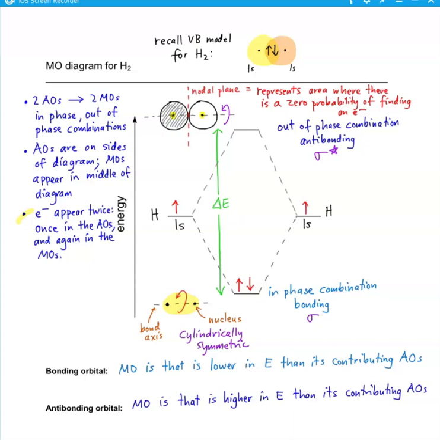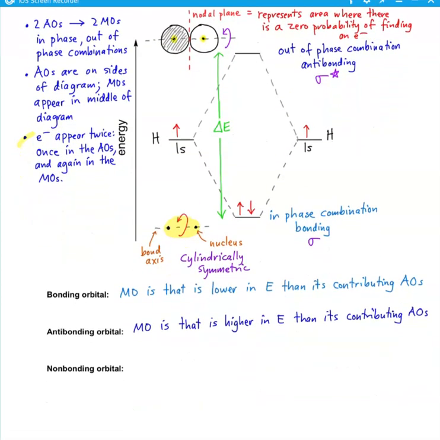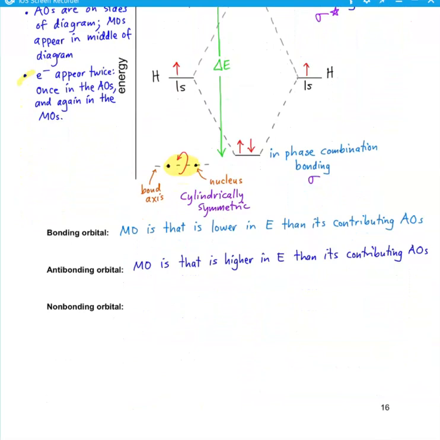So, how stable is it, if you're looking for bonding to occur, to try to have electrons in an area where there's a zero probability of finding electrons? What do you think that means in terms of bonding if an antibonding orbital is occupied? Now, if you said that that would cause the bond to break, you'd be absolutely correct.